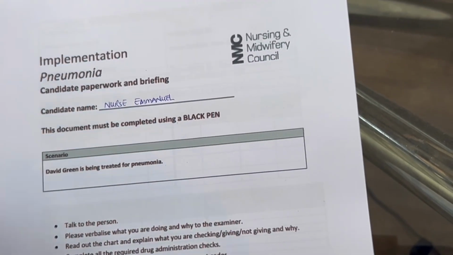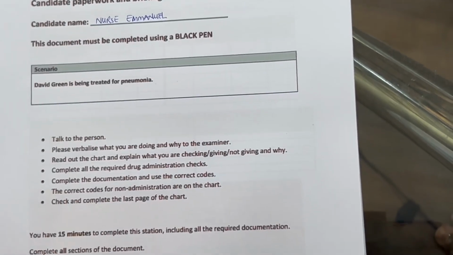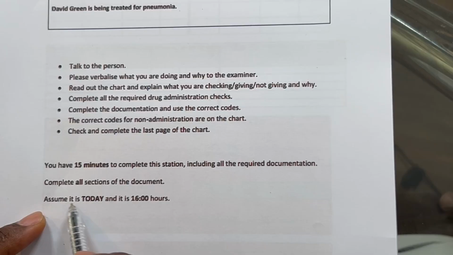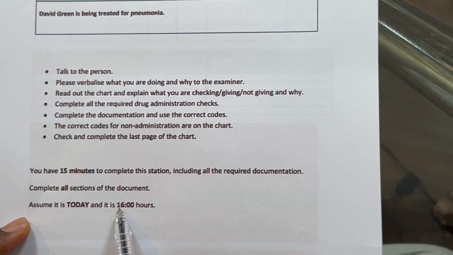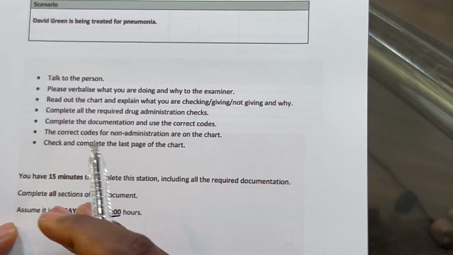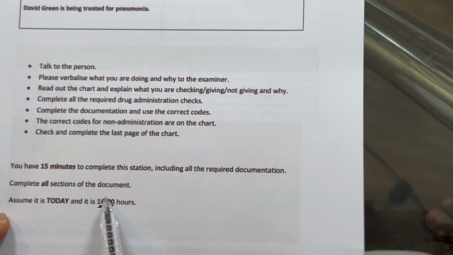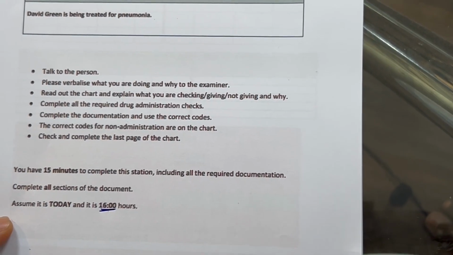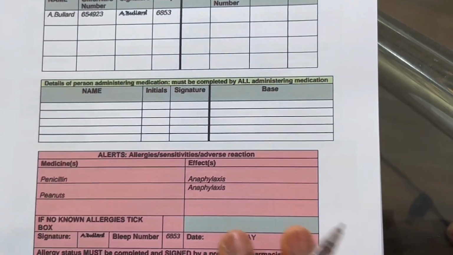All right. The most important thing on this part of the chart is where they say assume it is today and it is 1600. This is the most important part of this first page. It means any medication that does not fall under this 1600 hours, I'm not giving it. So I go to my next page.